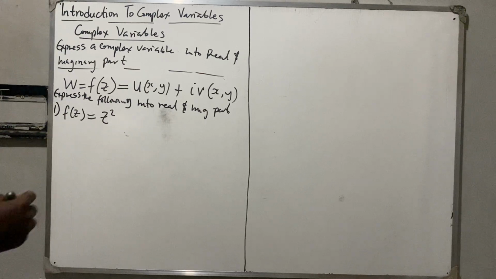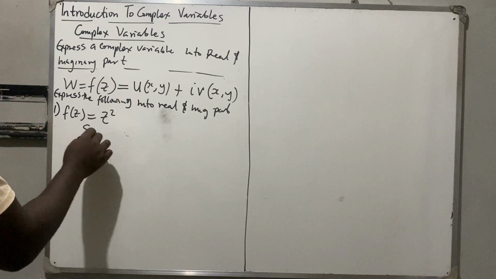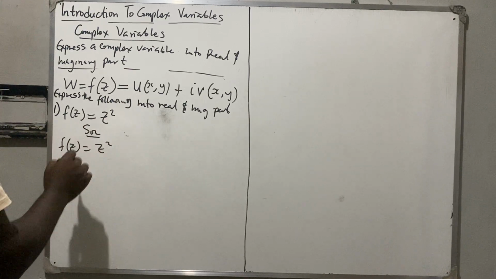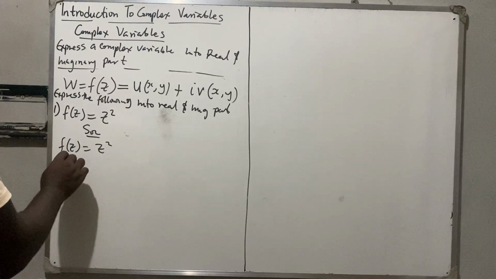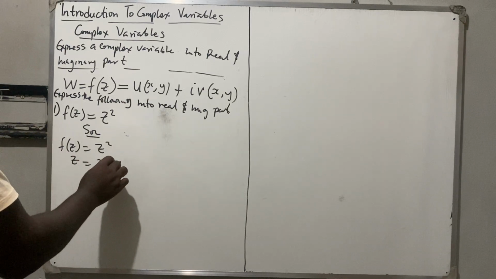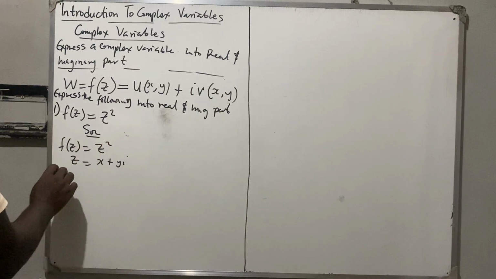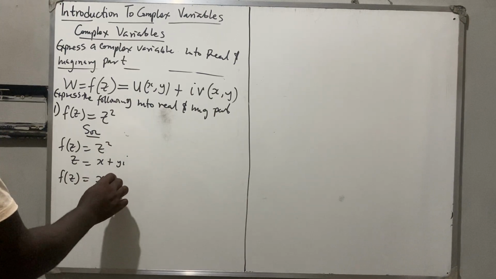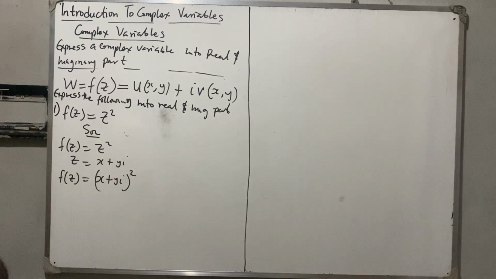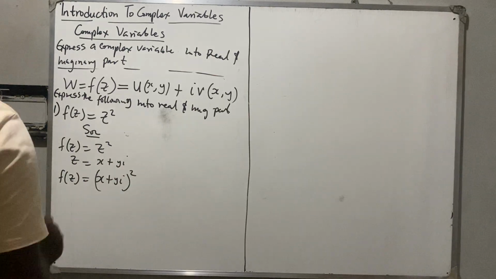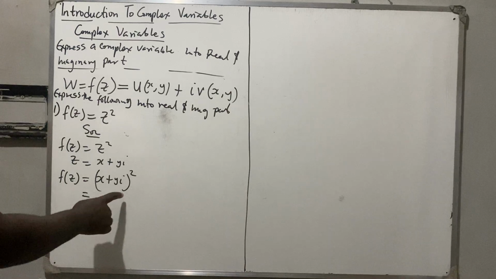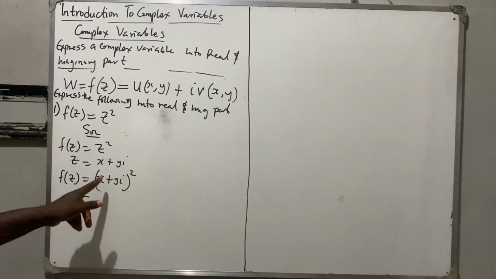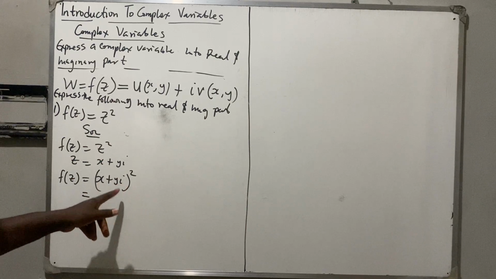This is very simple. Solution: we are given that f of z is equal to z squared, and we know that z is equal to x plus yi. If I put it here, f of z will be equal to (x plus yi) all squared. To open this bracket, it is the same thing as this multiplied by itself. Or you do the shortcut that says square the first one, multiply the first one and the second one and double it, and square the last one.